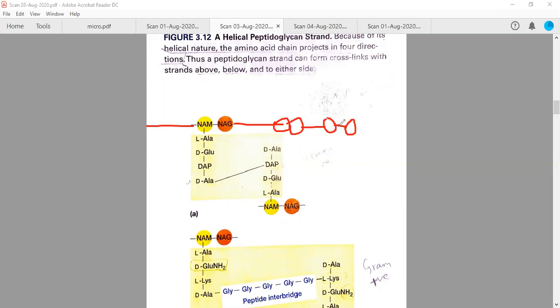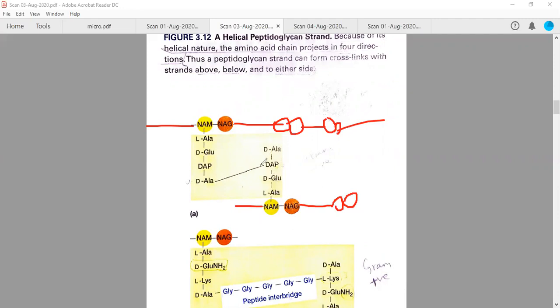And so on. Fine. And so on. Similarly, there is some other chain here which is also growing in both the directions, which is a long chain. But whenever there is a NAM, suppose here is one unit called NAM and NAG, and here is also NAM. So each time this NAM is attached to this peptide, which is actually 5 amino acid long.